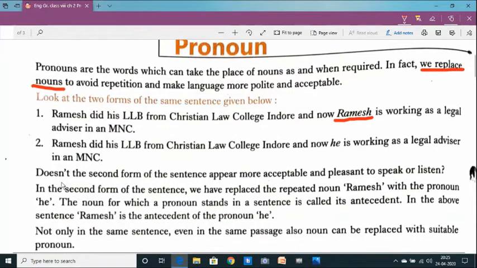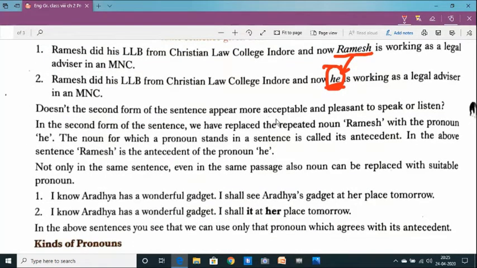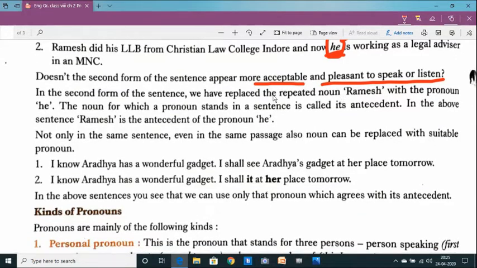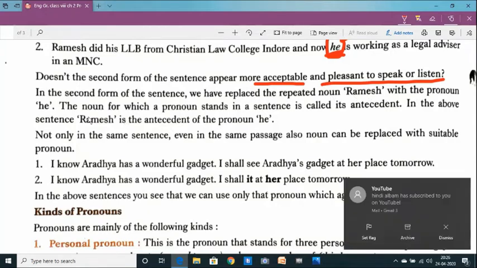In the next sentence: Ramesh did his LLB from Christian Law College, Indore, and now he is working as a legal advisor in an MNC. He comes in place of Ramesh. This is a pronoun, used in place of Ramesh, to avoid repetition of the same noun. Doesn't the second form of the sentence appear more acceptable and pleasant to speak or listen? Yes, of course. In the second form of the sentence, we have replaced the repeated noun Ramesh with the pronoun he.